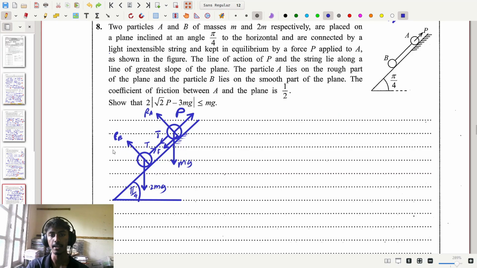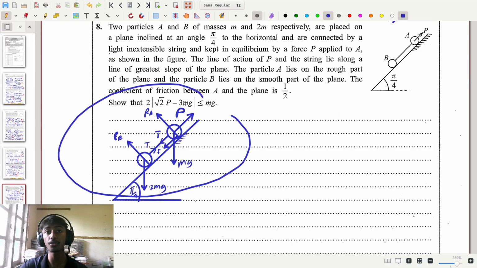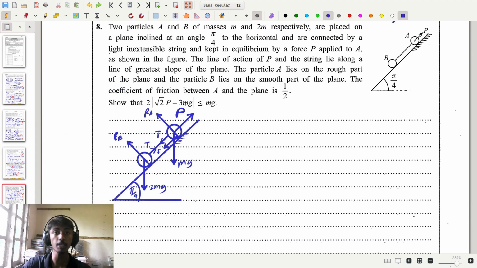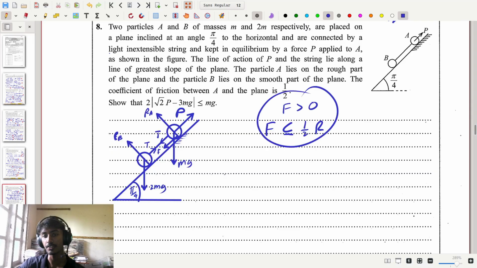Now, considering that, we actually don't have any other forces to mark in this diagram, so now we can derive some equations. The first equation I'm going to make is coming from the fact that the frictional force F could be either up the slope or down the slope. Now if it's down the slope, it will be a positive value, and its value will be some value which is less than or equal to mu R, which is 1/2 R. So if F is greater than 0, this is the case.